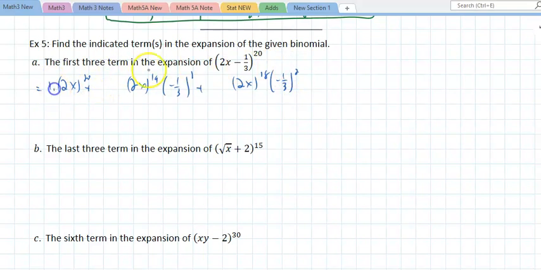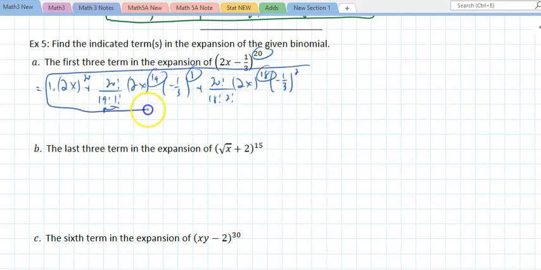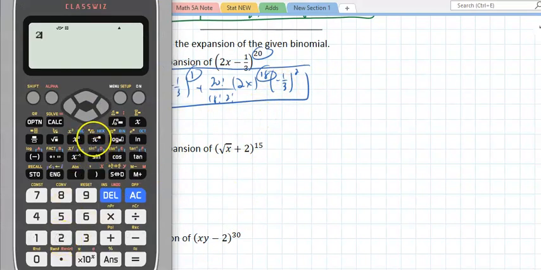So this is a 1. This is 20 factorial divided by 19 factorial, 1 factorial. Now we're switching those, but since it's multiplied, it doesn't matter. They're the same. 20 factorial over 18 factorial, 2 factorial. Now on a test, this is all I want. For the homework, you're going to say 2 to the 20th. You have a calculator. 2 raised to the 20th.